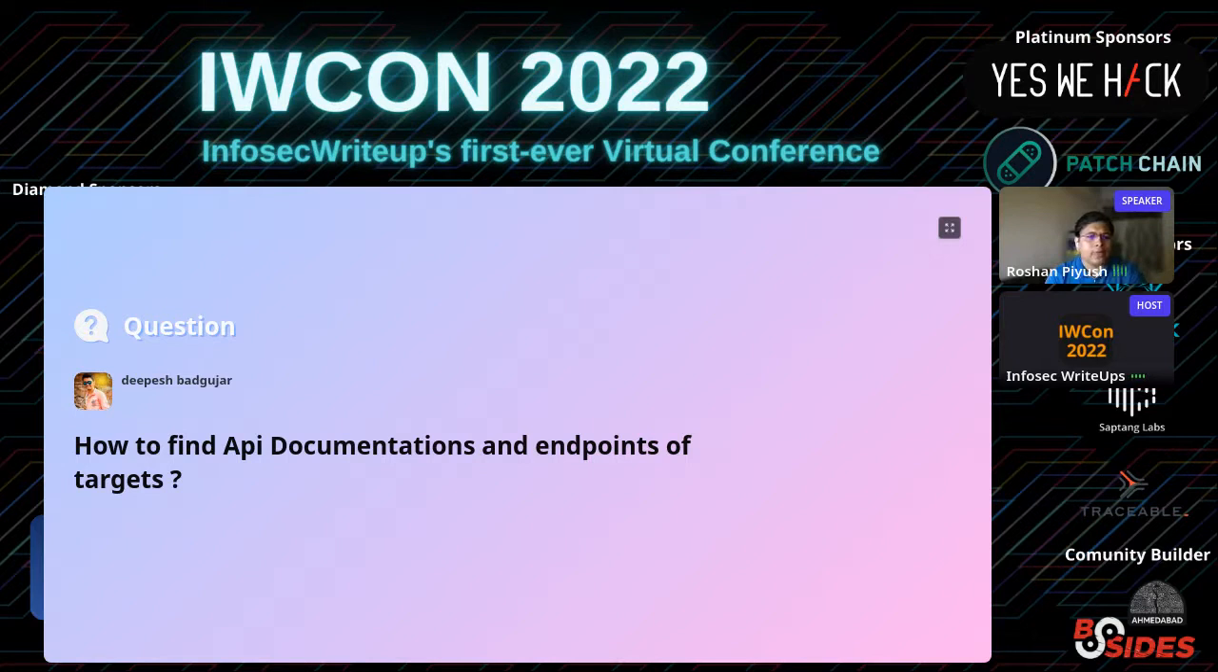Okay, how to find API documentations and endpoints of targets. Yeah, so API documentations sometimes may not be easily accessible from a public endpoint. So you may go ahead and try creating an account to access their documentation portals. Sometimes you may even register for the sandbox environment if they provide. That way you will not just be able to find API documentations, but also find how the APIs are interacting and even examples to use them. So that way you are able to collect your assets.